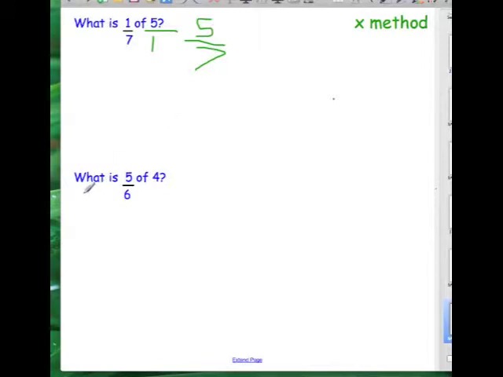Now let's do this one together as well. What is 5/6 of 4? So to make 4 into a fraction, we put it over 1. And that means that it's still a whole number if it's over 1. And then we just multiply straight across. 5 times 4, because remember of means times, 5 times 4 is 20. And then 6 times 1 is 6. Alright? That is the multiplication method.